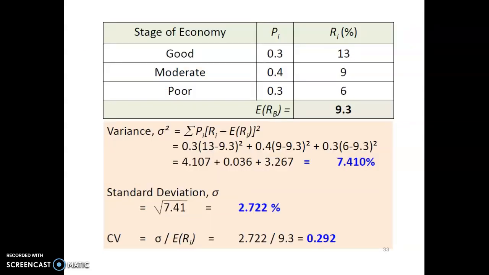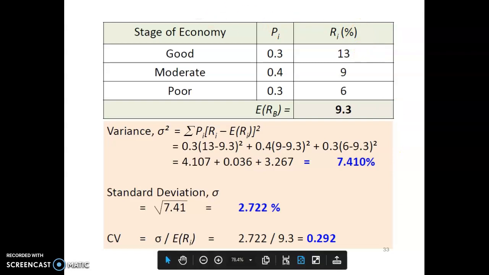And then for variance, this is how you do it. The same step, you need to find the gap between return and expected return, but you need to apply the probability. So you will get the value of variance of 7.410, and then the standard deviation is 2.722, and the coefficient of variation is 0.29.